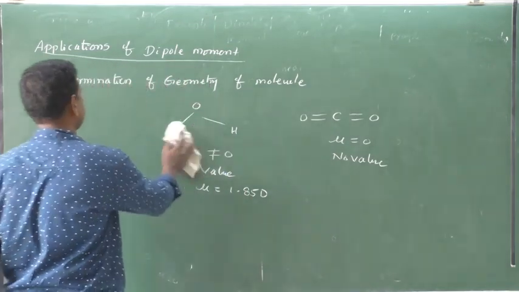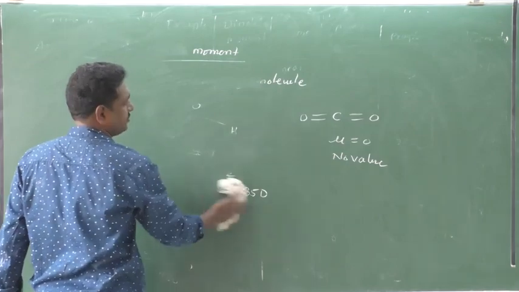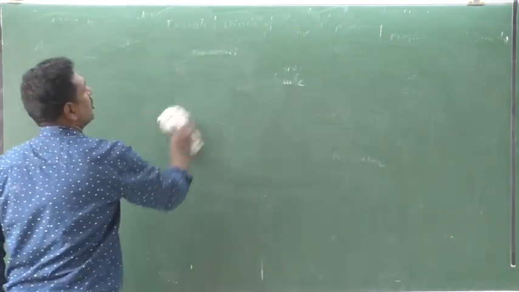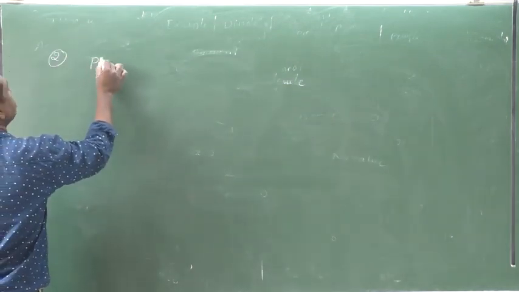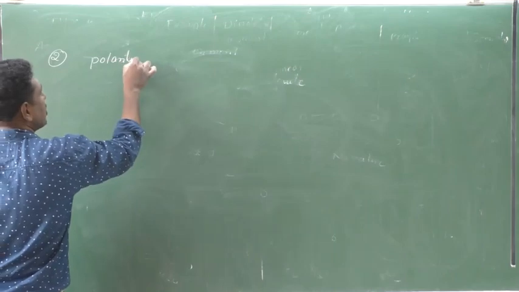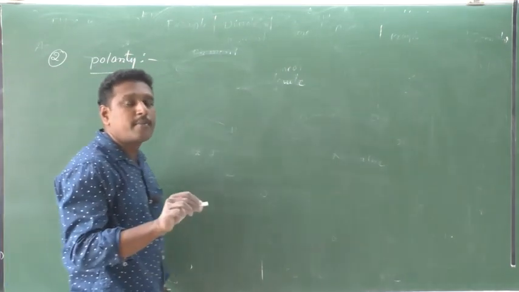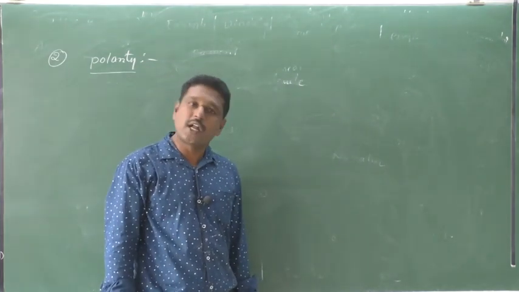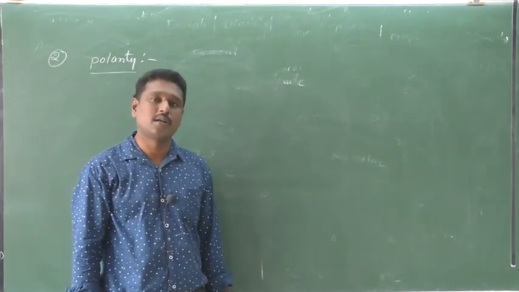Second one, polarity of the molecule. You know that one, what is polarity? If the covalent bond is formed between dissimilar atoms, the molecule is considered a polar molecule and the bond is considered a polar covalent bond.